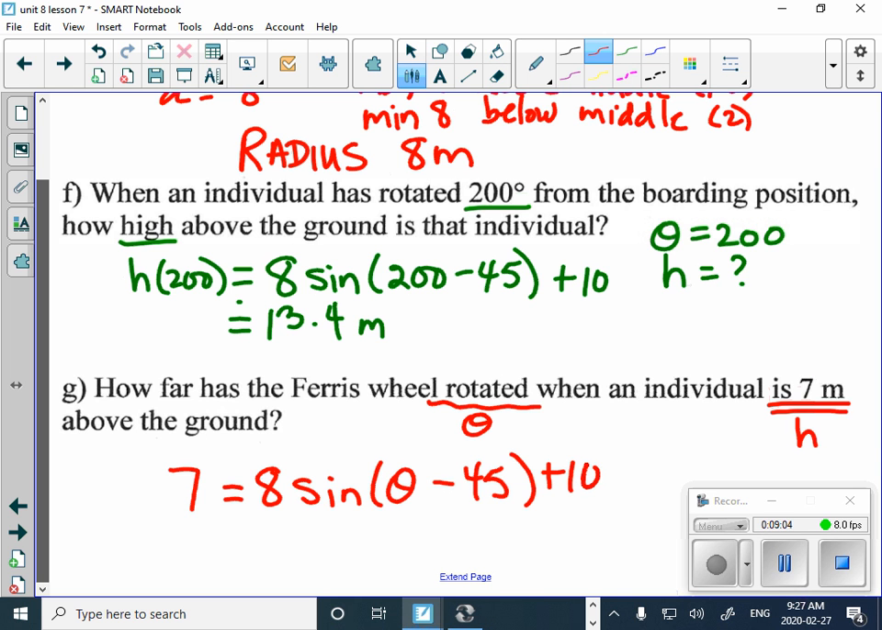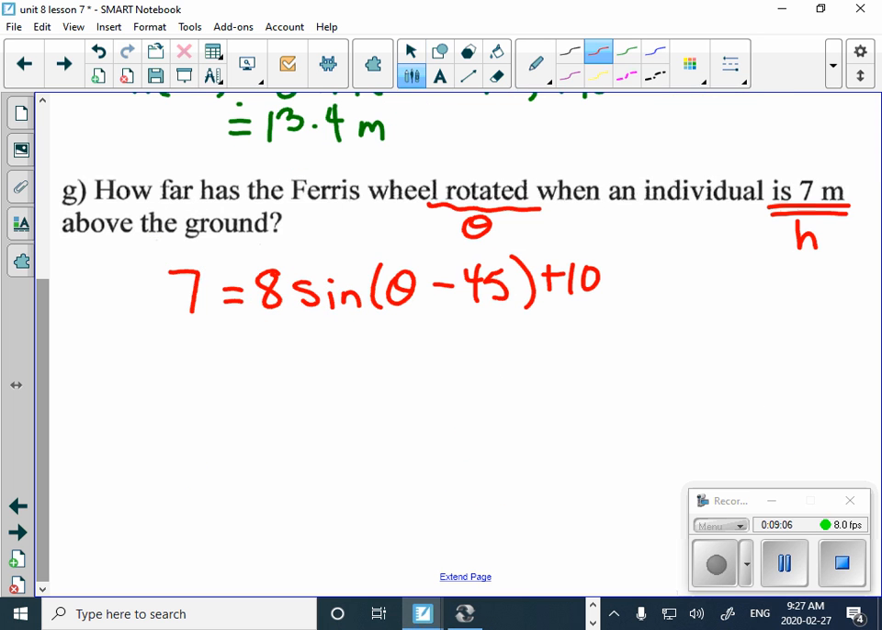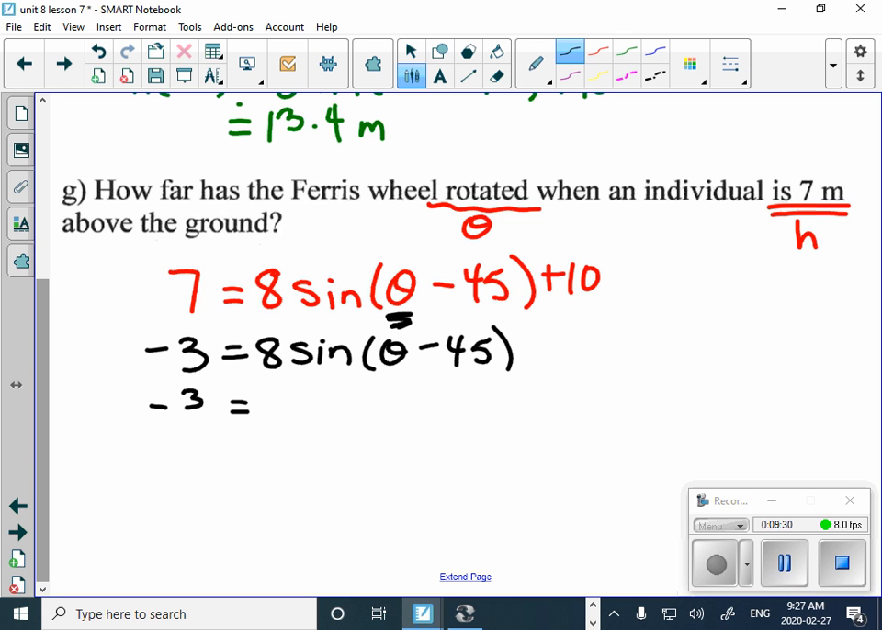So this is some really good solving skills that we've been working on over the semester. Here we go. If I want to get theta by itself, I need to get rid of the add-ons first. So I'm going to subtract 10 from both sides. If I want to get theta by itself, the next thing I need to get rid of is multiply by 8. So I'm going to divide both sides by 8. Notice I haven't approximated anything yet.